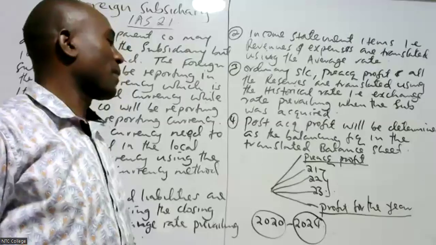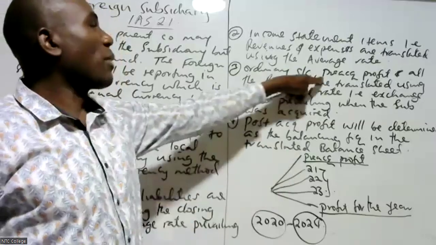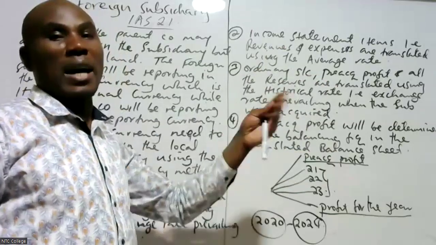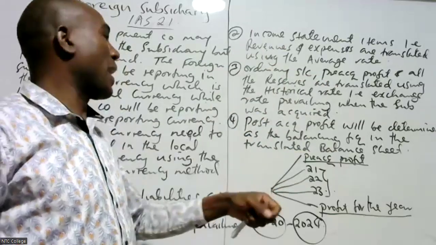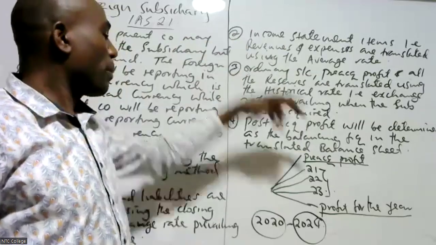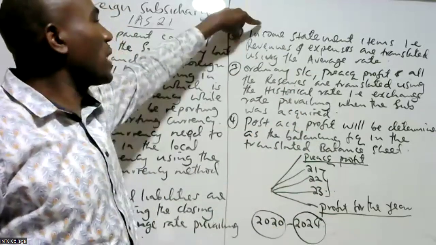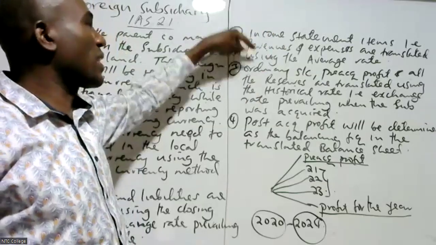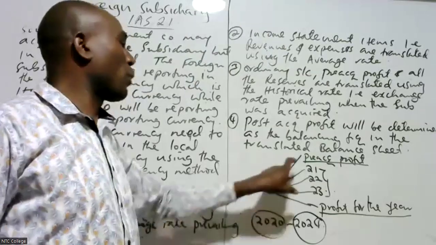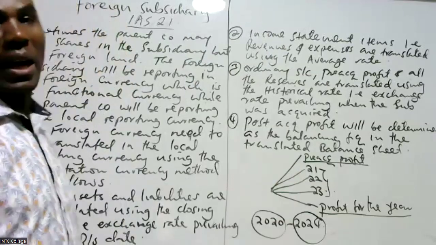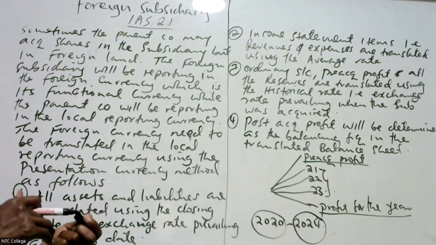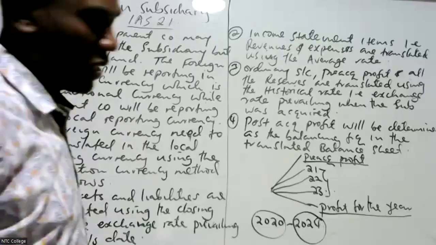Very straight like that. I have pre-acquisition, and we said we are going to use historical, the rate that was there when the subsidiary was acquired. Then, profit for the year, we are using average. Income statement items, i.e., revenues and expenses, are translated using the average rate. But we have this profit, the middle one. We don't have the exact exchange rate there. Therefore, we are going to determine it as the balancing figure in the translated balance sheet.